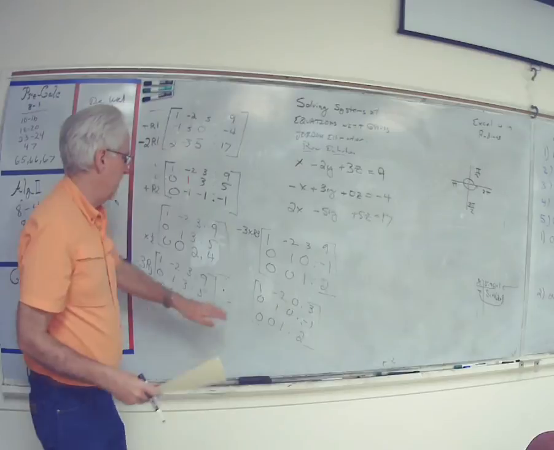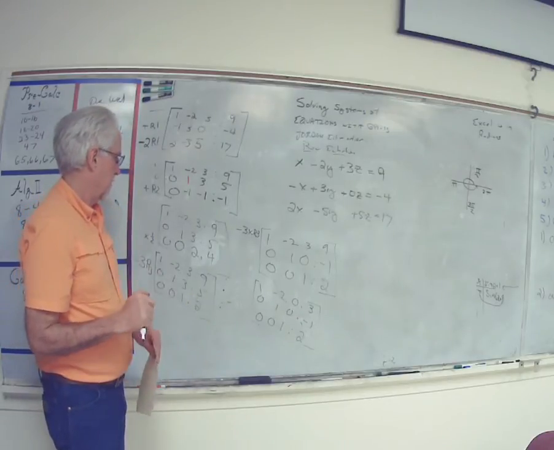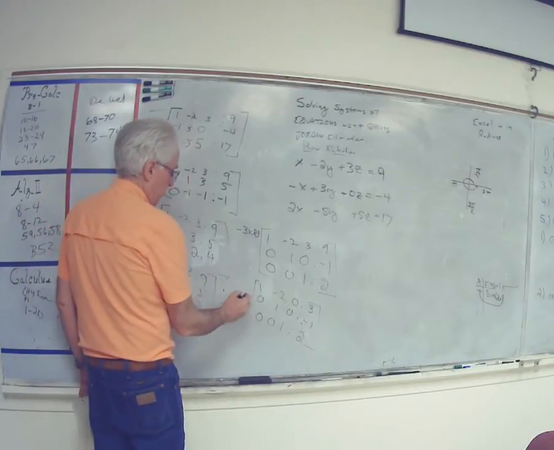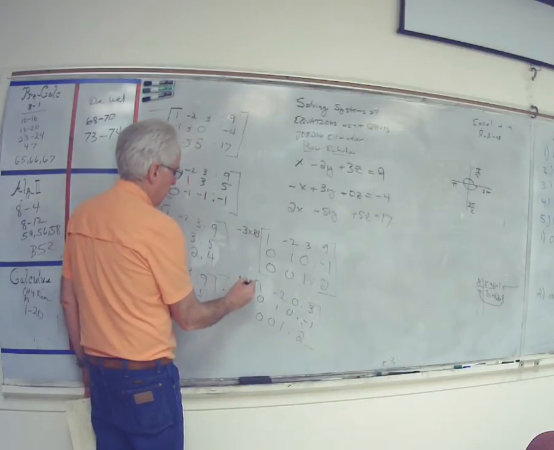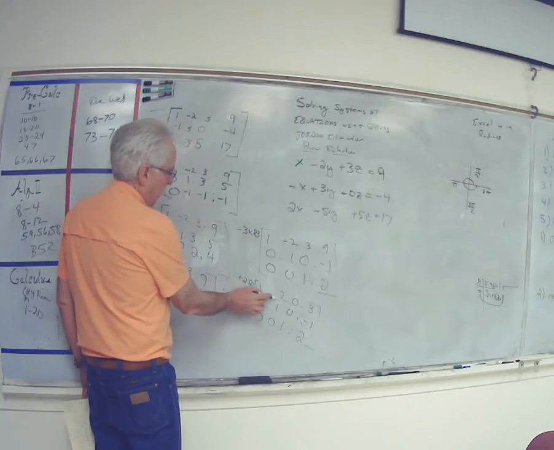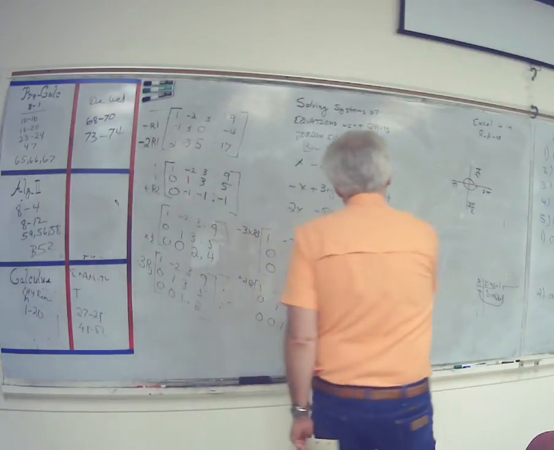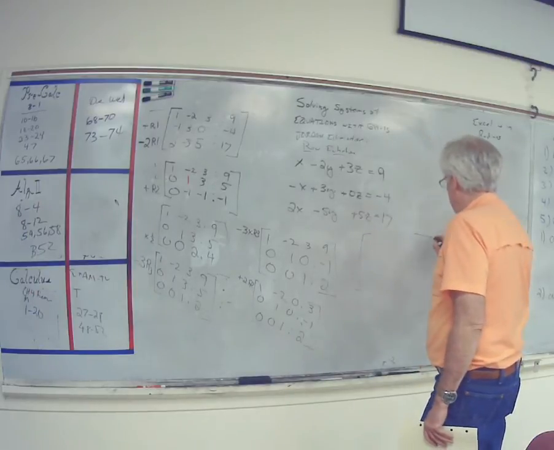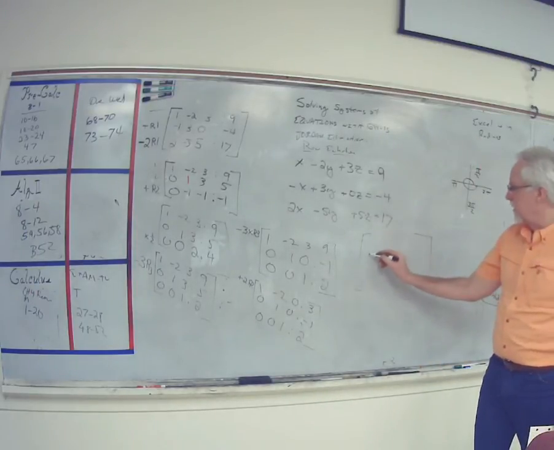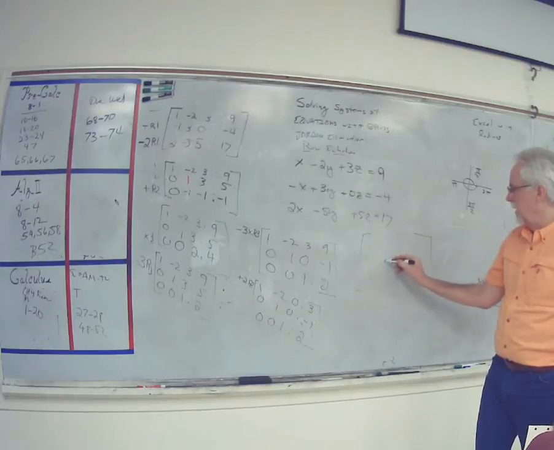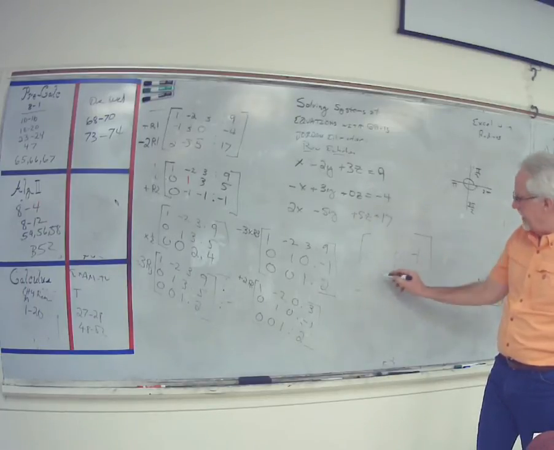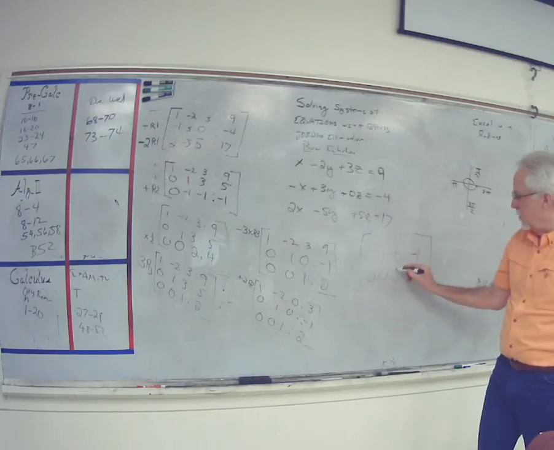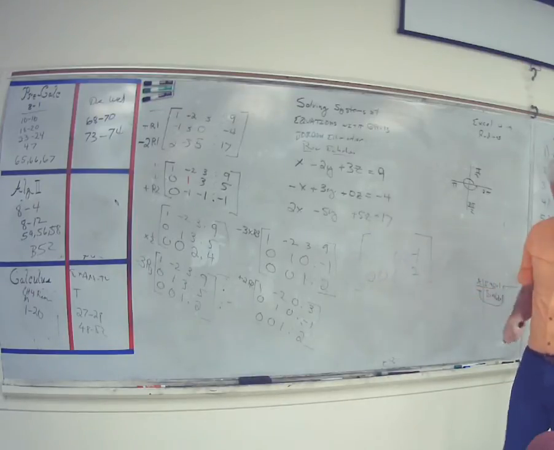Okay, Catherine, what do you want me to do now? Add 2 times row 2. To row 1, I'm going to add 2 times row 2 to row 1. And that'll get rid of that negative 2. So I'm going to do these bottom ones that are already right. So it's 0, 1, 0, and minus 1. And then 0, 0, 1, 2. Those did not change, right?